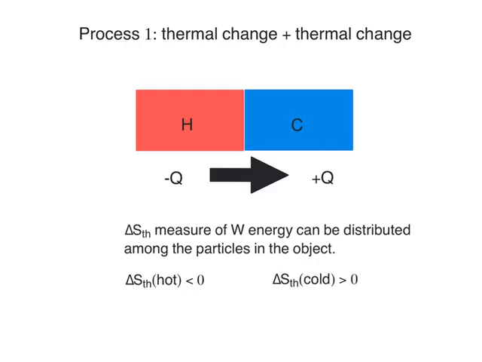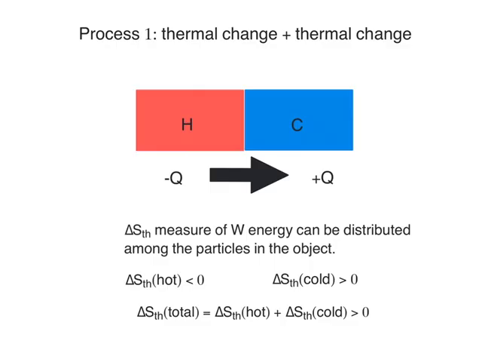Delta S thermal for the cold object will be positive, since there will be more ways for energy to be distributed amongst the particles. Therefore, delta S thermal has the same sign as Q. From conservation of energy, we know that the magnitude of the energy lost by the hot object equals the magnitude of the energy gained by the cold object. We also know from experience that this process is spontaneous, so delta S thermal total must be greater than zero.